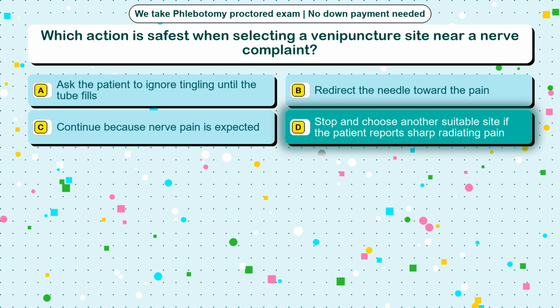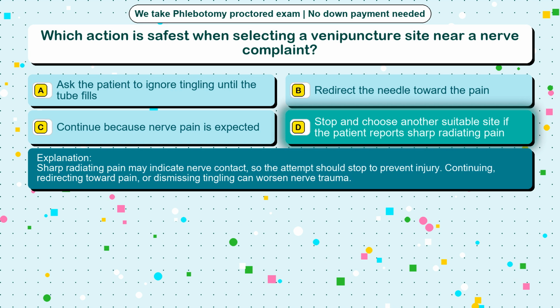Stop and choose another suitable site if the patient reports sharp radiating pain. Sharp radiating pain may indicate nerve contact, so the attempt should stop to prevent injury. Continuing, redirecting toward pain, or dismissing tingling can worsen nerve trauma.